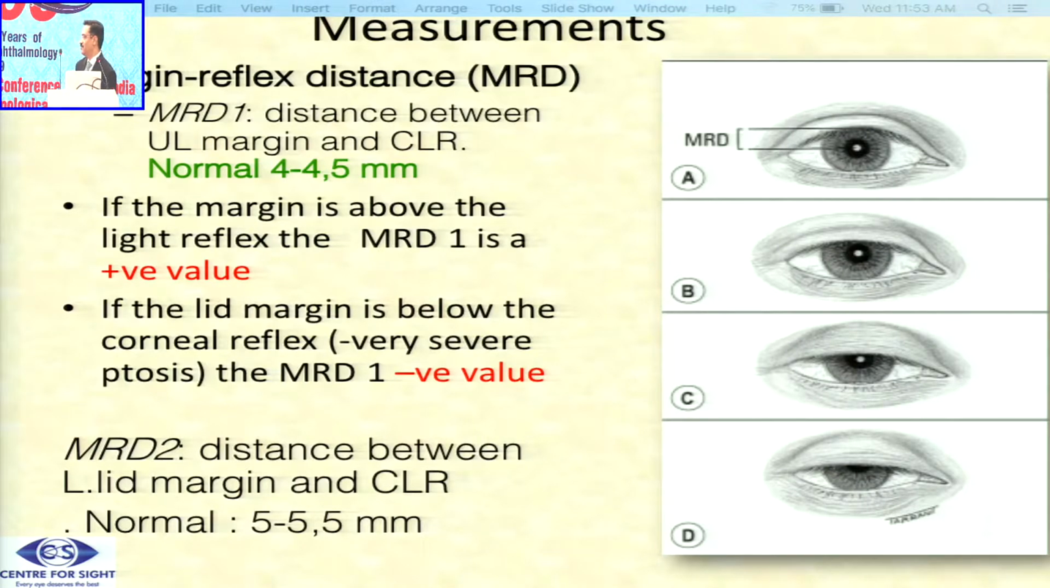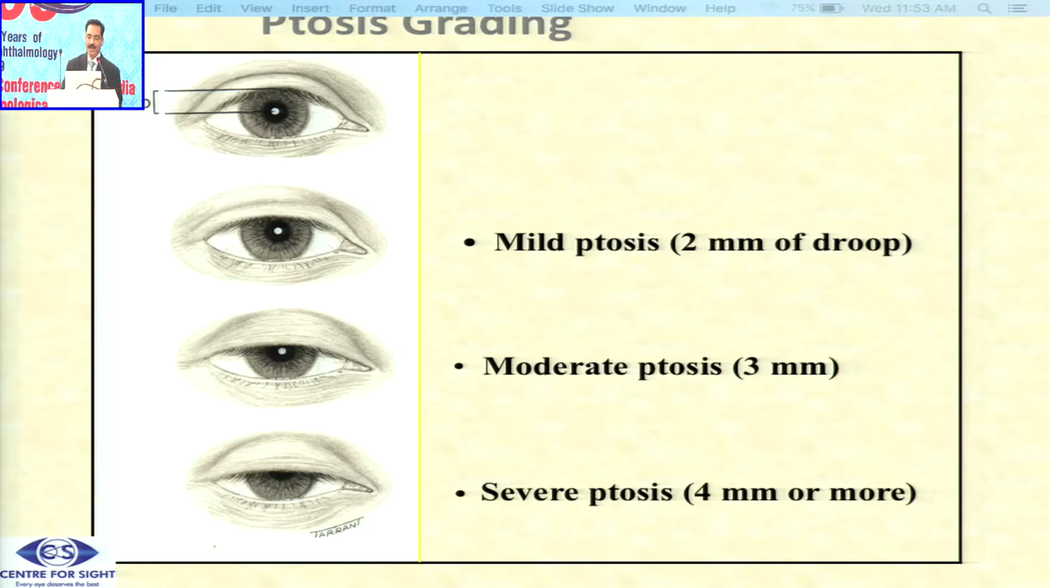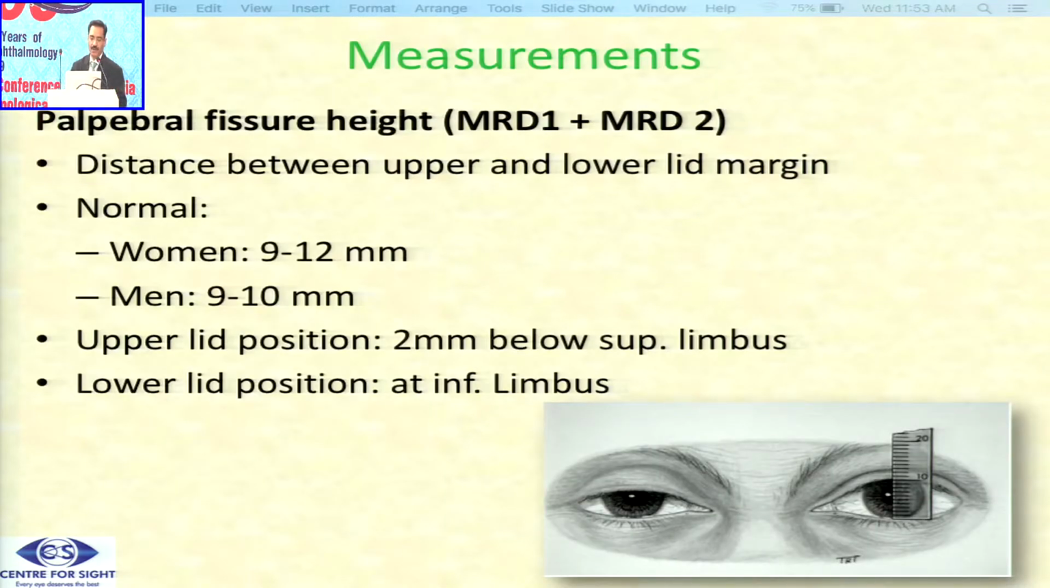MRD2 is the distance between the lower lid margin and the corneal light reflex. So a combination of MRD1 and MRD2 gives the palpebral fissure height. Mild ptosis is when ptosis is 2 millimeter, moderate when it is 3 millimeter, and severe when it is 4 millimeter or more. Palpebral fissure height is MRD1 plus MRD2. In women it is more. We all know women have bigger, beautiful eyes. So it is 9 to 12 millimeter in women, 9 to 10 in men.